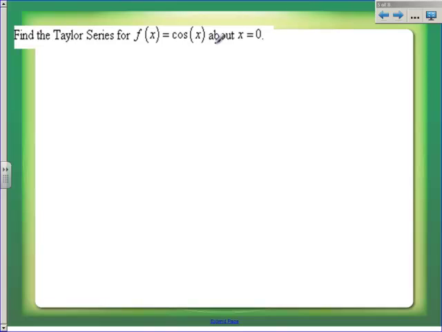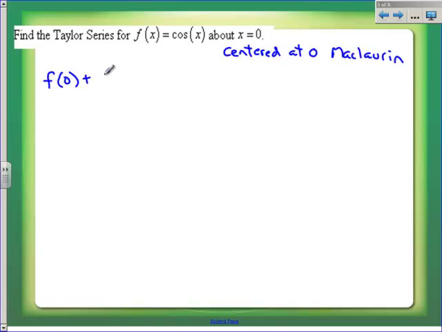Let's just build one. We want the Taylor series for cosine of x about x equals 0. That means centered at 0. So this has a special name. Since it's centered at 0, this is a Maclaurin polynomial. So here we go. A Maclaurin polynomial looks like this.